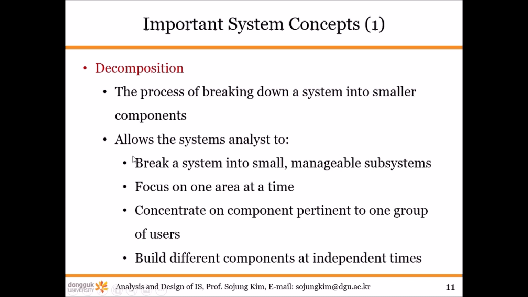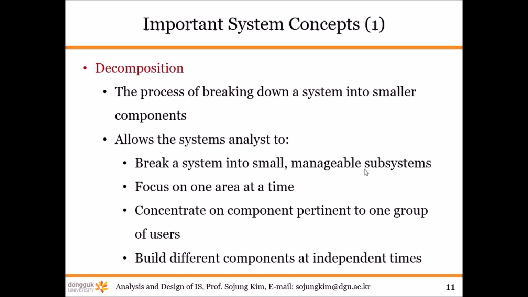So let's look at these 4 items. Break a system into small manageable subsystems. That's what I'm talking about, because nowadays the system itself is too big. If you think about the transportation system, including thousands of vehicles and thousands of traffic signals and so on, it's really hard to manage everything together. That's why you need to separate the areas for better management.